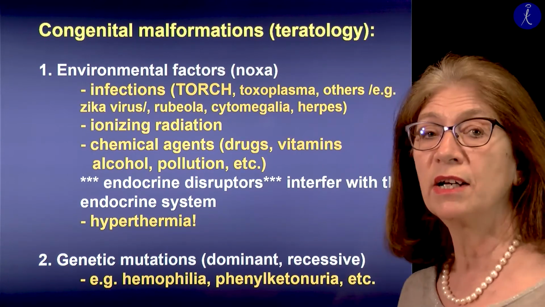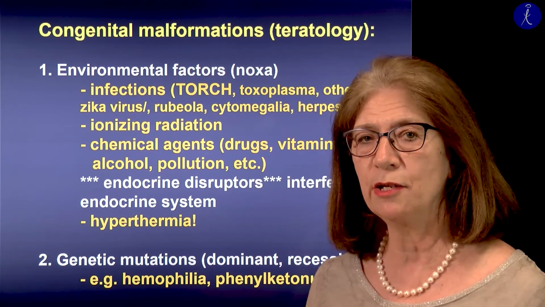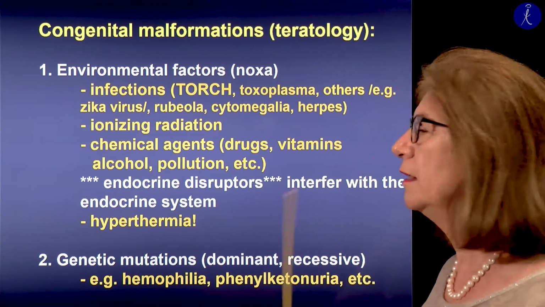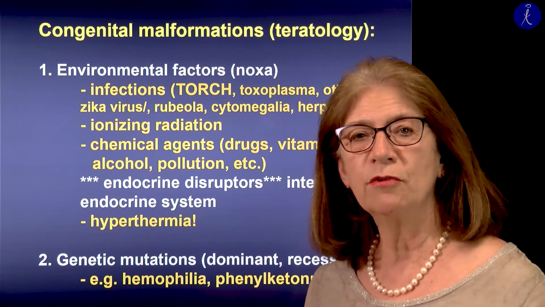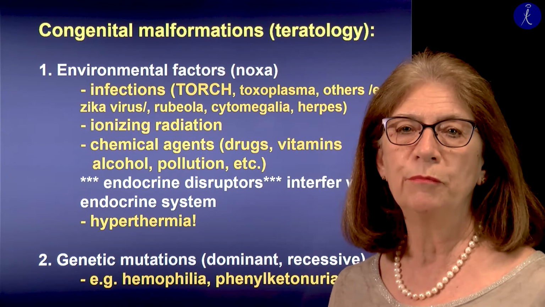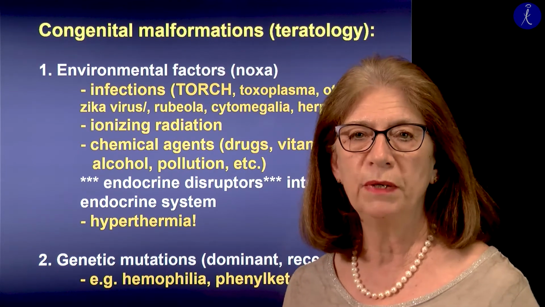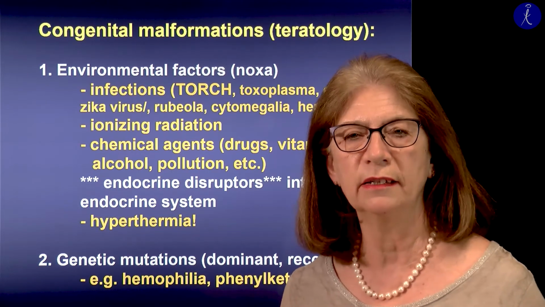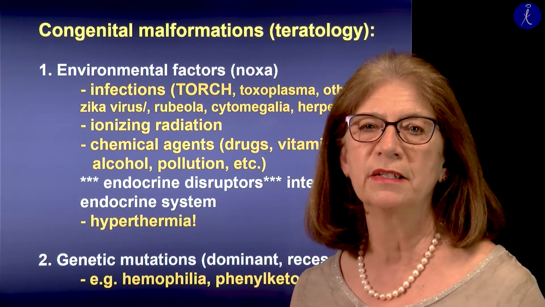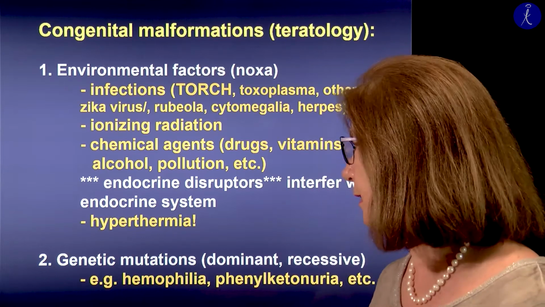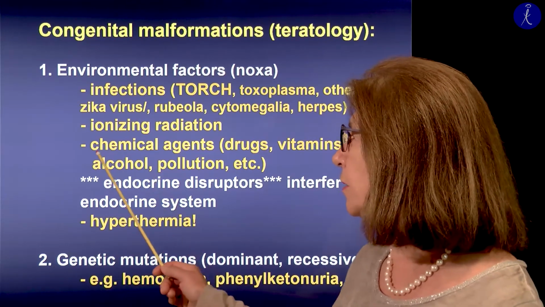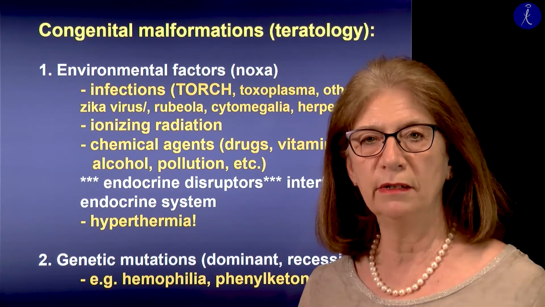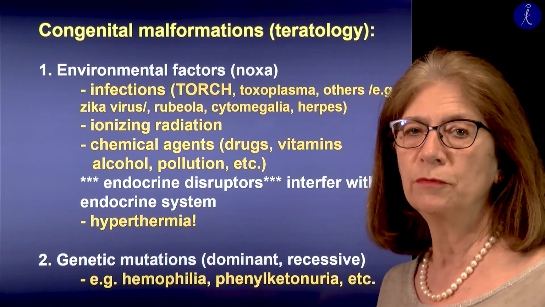Vitamins. Pregnant women are advised to take vitamins, a special combination, but for example, if they take not enough vitamin A or if they take too much vitamin A, both may harm the development of the nervous system. So pregnant women should always take that specific combination of vitamins which is designed for them. Alcohol, we already mentioned that it interferes with the gastrulation and with the development of the nervous system.